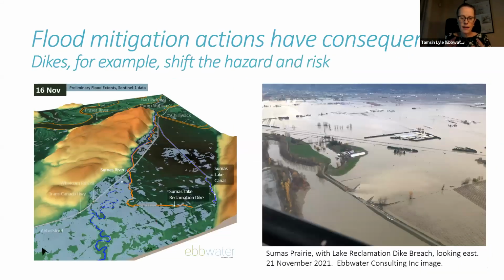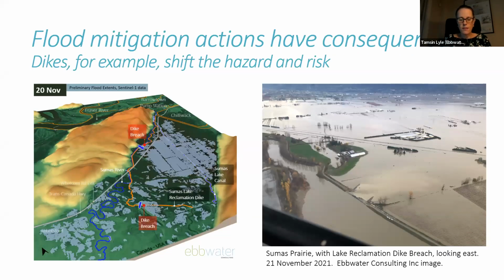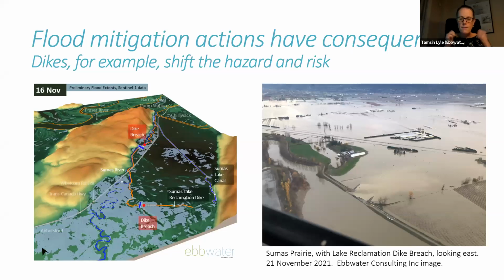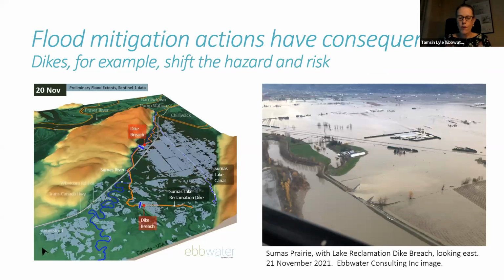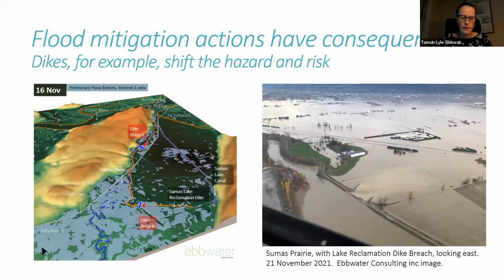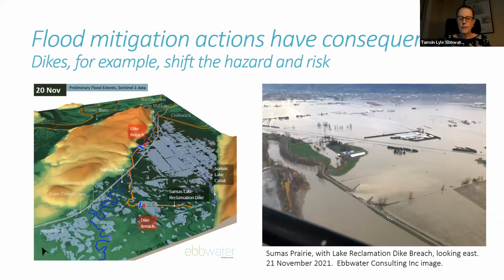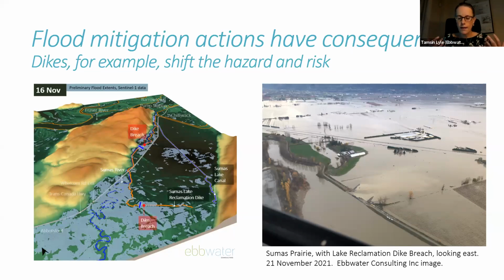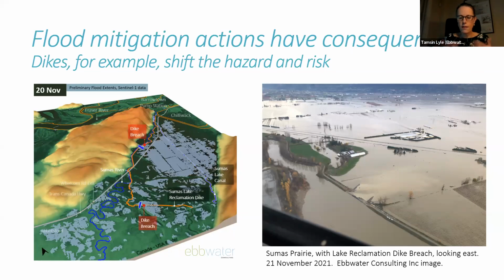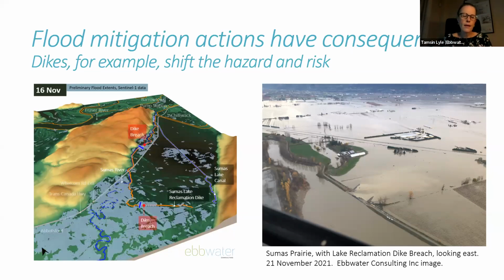Our last key message here relates to the actions that you can take to mitigate your flood risk. And so I've taken advantage of the event that's happening right now and thrown up a graphic that we made last week to show how the dike has played a role in how the Sumas Prairie is flooding. So if you've been following the news, there was a dike breach, and that created a lot of damages behind it.